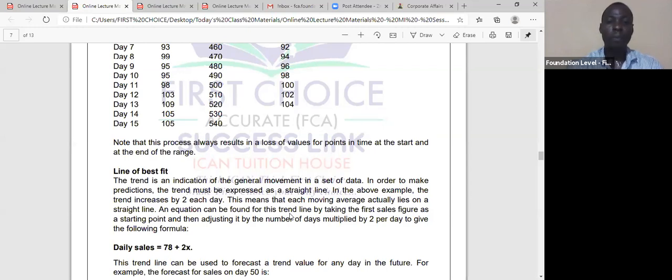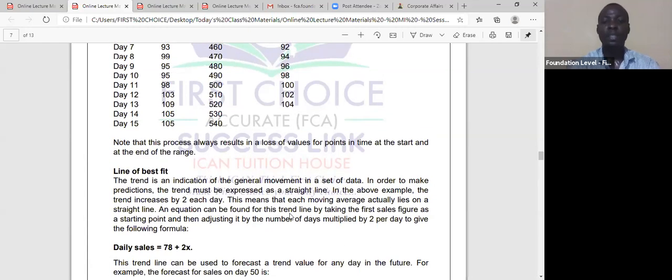So the gradient is like the slope. I'm not teaching you maths here, but you need that kind of knowledge in order to know that a straight line is just x and y. Now, in order to make predictions, we must express it in a straight line. So how do we make it a straight line?